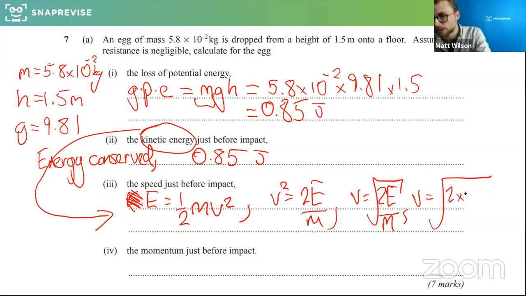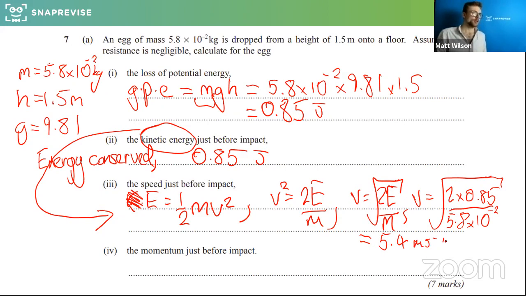So 2 times 0.85 divided by 5.8 times 10 to the minus 2. Good. Okay, and we should be able to get a number out of that. So what number do we get? Has anyone got a calculator with them? Aha. So we should find v is around 5.4 meters per second. Good. Okay.